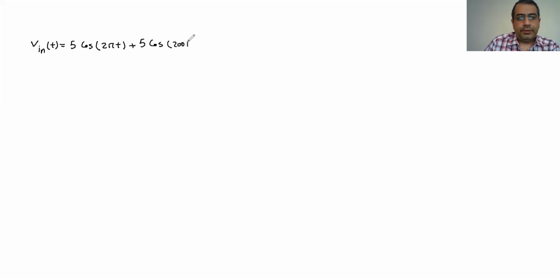So if I have an input signal in the time domain as 5 cosine 2 pi t plus 5 cosine 200 pi t plus 5 cosine 2000 pi t, and then I want to pass it through a filter. So this is the input signal I have.